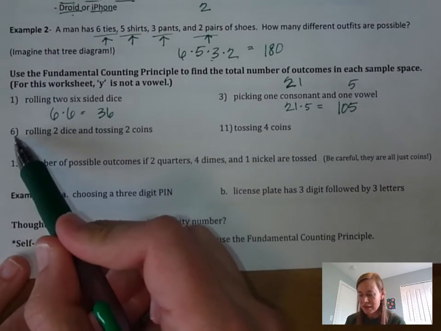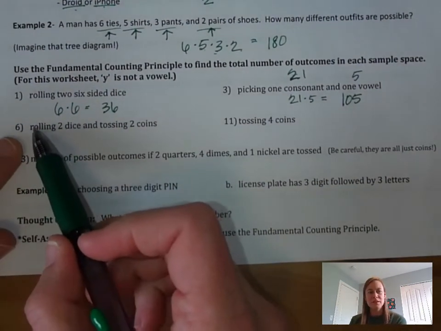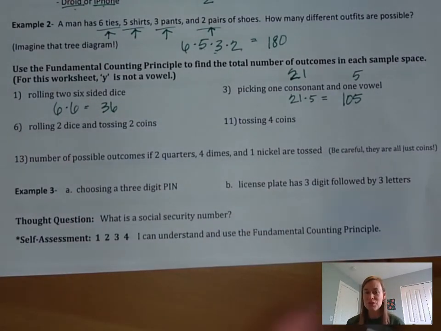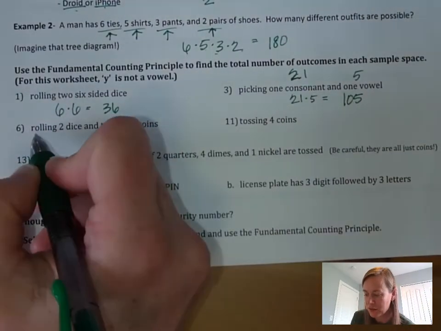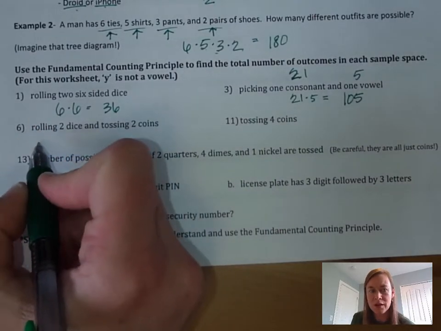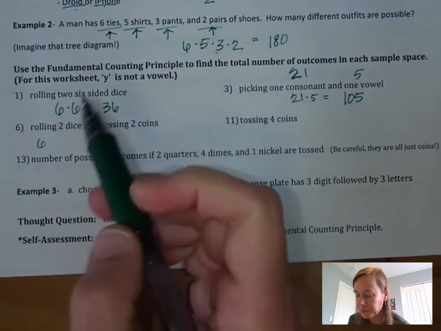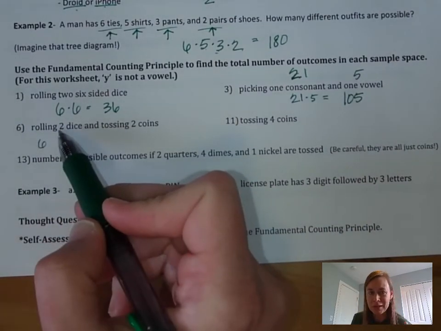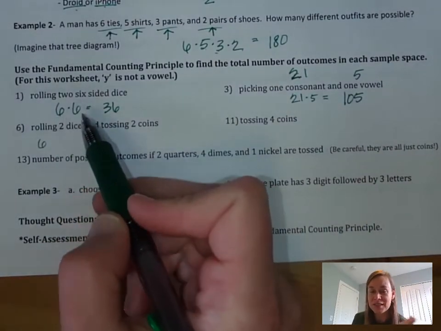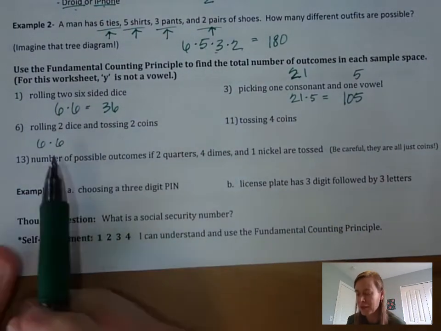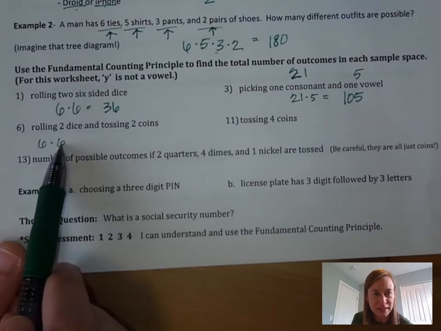Let's go to number 6 here from your assignment. Number 6 says rolling 2 dice and tossing 2 coins. So again, don't just grab those 2s and multiply them together. That's not going to get you the right answer. Read it and think about it. So you're rolling 2 dice. In the first event, you're rolling a die, and that has 6 possible outcomes. So I'm going to do a 6. But you're not just rolling 1 die, you're rolling 2, right? So there's a second die that will also have 6 possible outcomes. So this is the first die, and here's the second die.